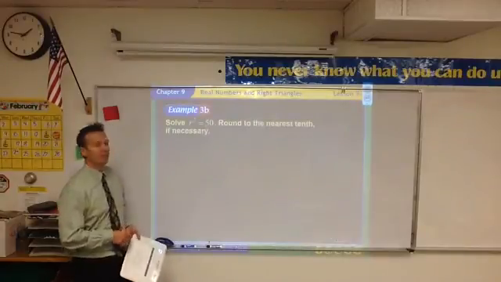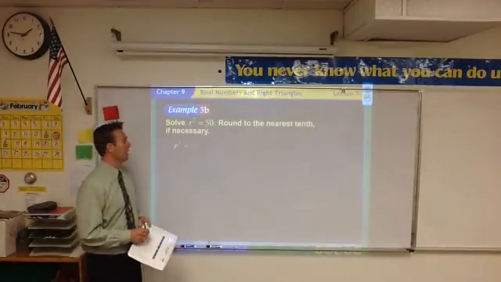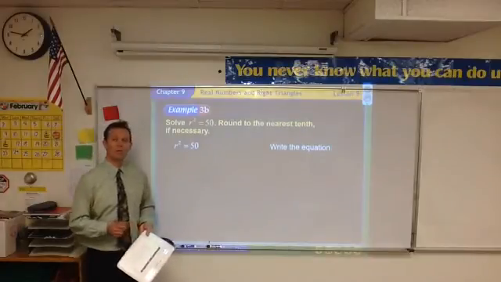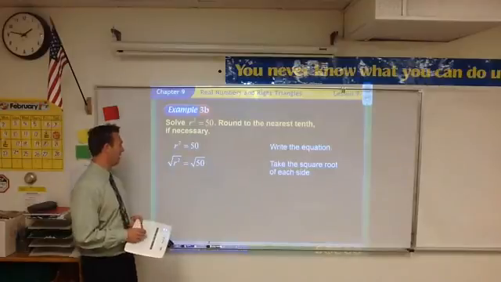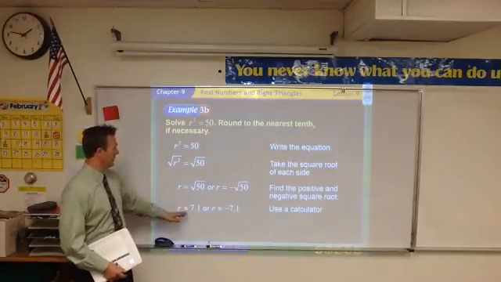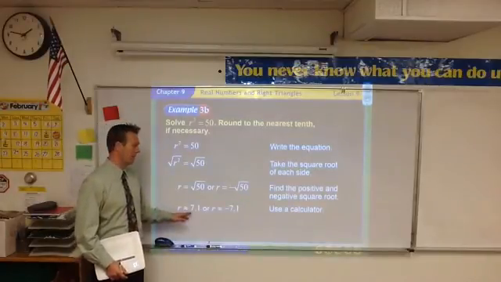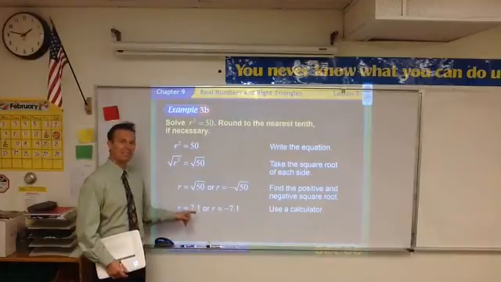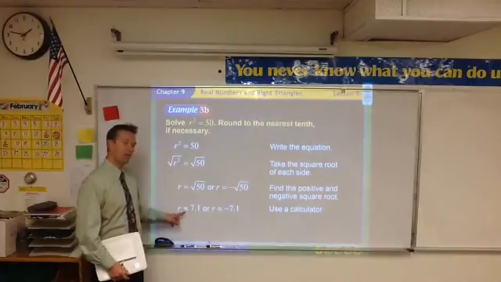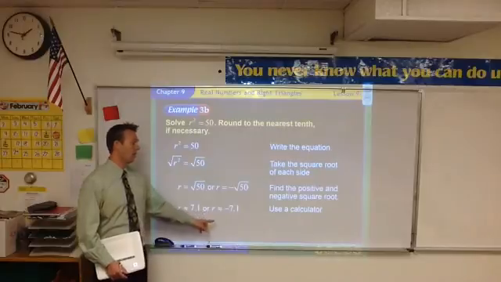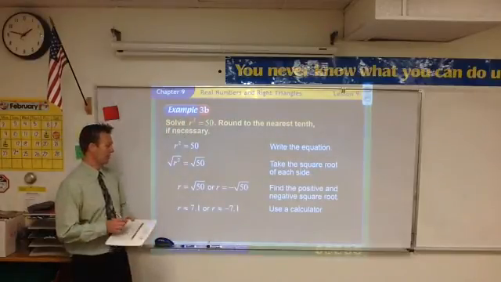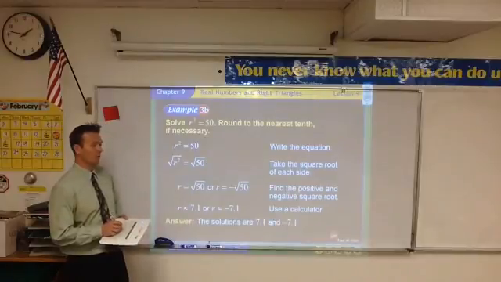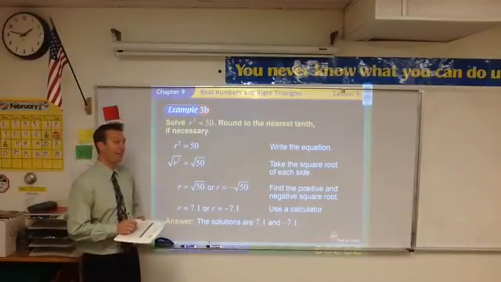The next question, we have r squared equals 50. We're going to set up the equation again. R squared equals 50. We're going to square root both of those, and we are going to get r equals 7.1 approximately, because when you punch it into the calculator, it's not exactly 7.1, so that's why we have the little approximately sign. Okay, or it could be negative 7.1. You do it to the nearest tenth because that's what the question asked you. So those would be the solutions, 7.1 and negative 7.1.